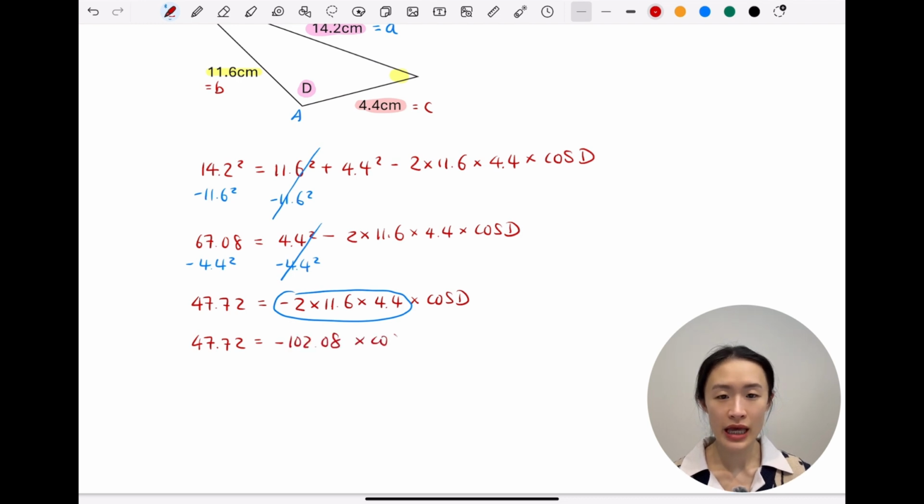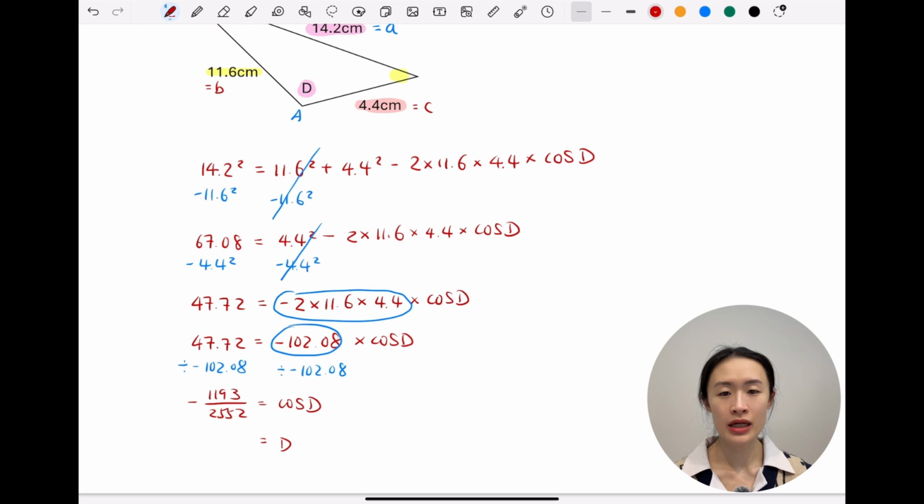102.08. So in the end, what I needed to do if I wanted to work out cos D, I needed to divide both sides by this number. And then to work out the angle, I have to do cos inverse. So then that means you have to press shift cos in the calculator. As we can see, the final answer is 117.9 degrees.